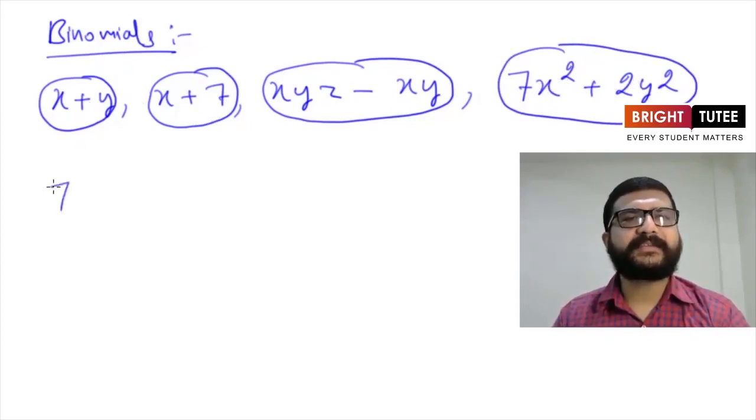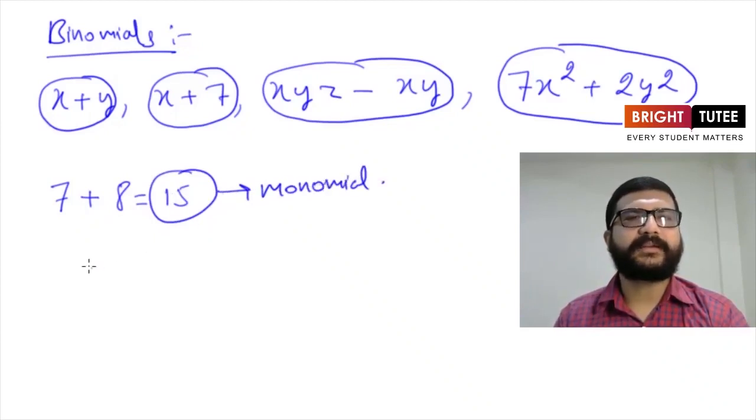Now let's suppose we have 7 plus 8. So is it a binomial? No, it is not a binomial because these 2 terms are like terms only. We should have 2 unlike terms, then only it is a binomial. So here 7 plus 8 can be written as 15. So there is only one term. So this is a monomial.